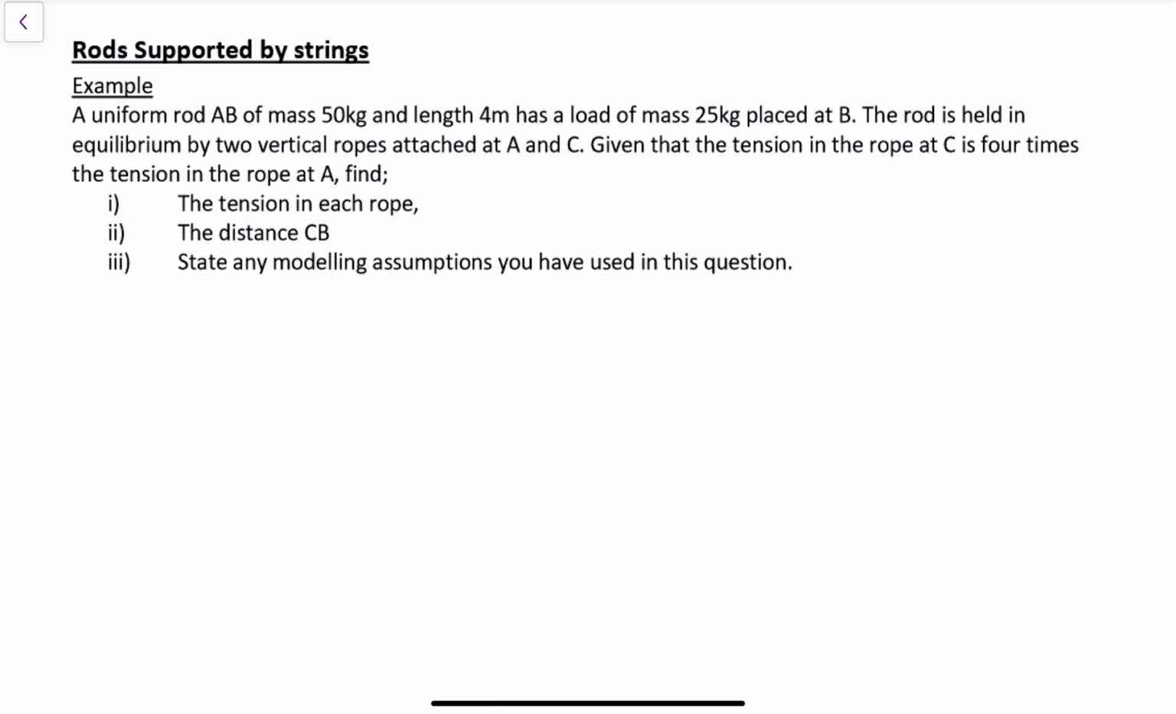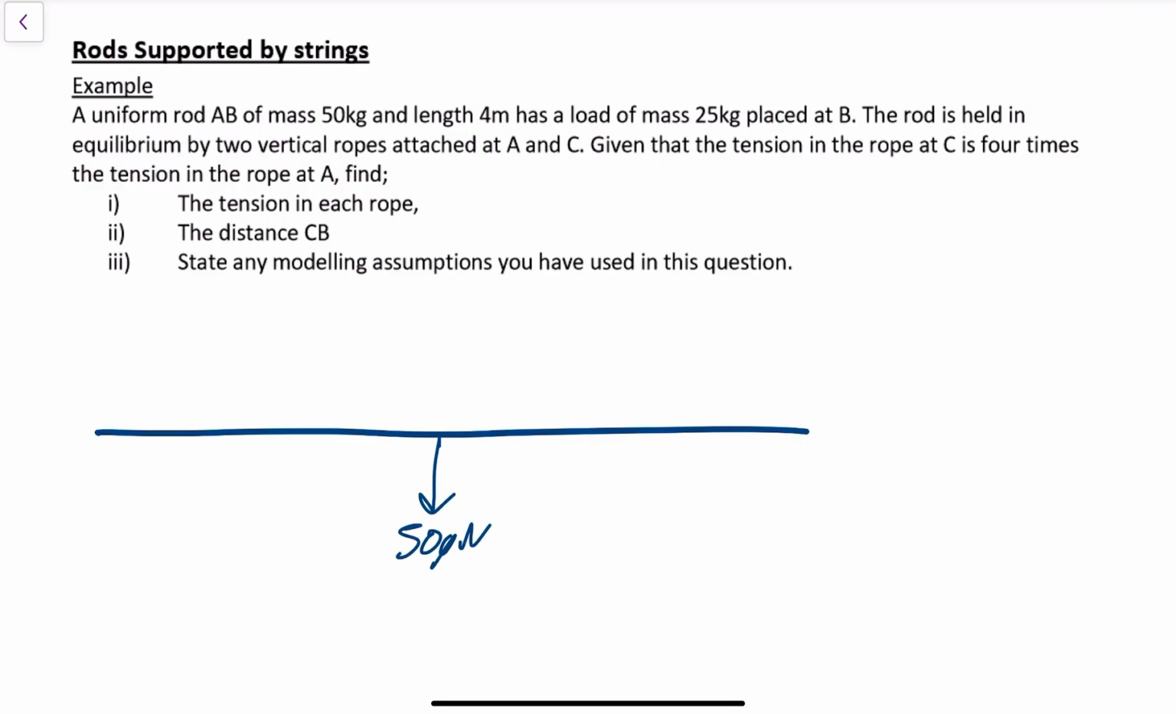So a uniform rod AB of mass 50. So I'll put that in the middle. And length 4 has a load of mass 25 placed at B. So there's my A, there's my B, and at the end of it you've got 25 kilograms, 25G newtons. The rod is held in equilibrium by 2 vertical ropes attached at A. So one's attached at A, so there's a tension, I'm going to call that tension 1.